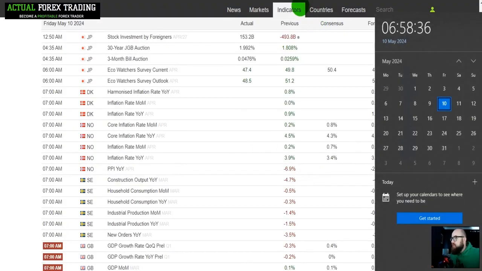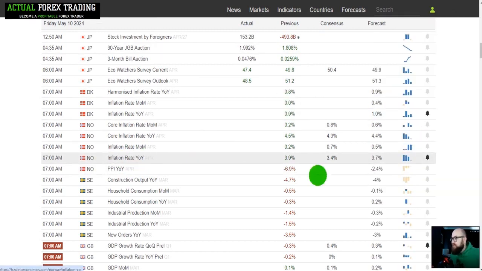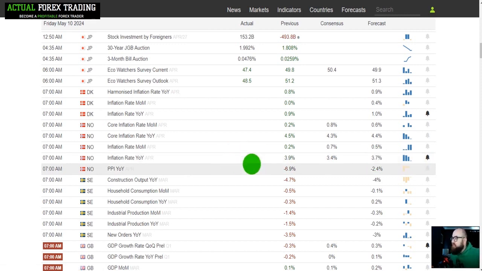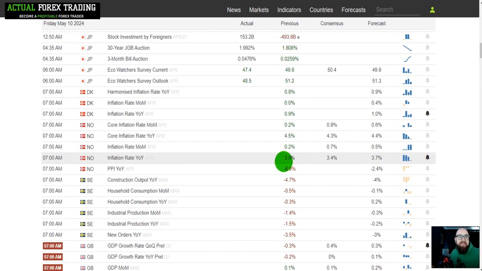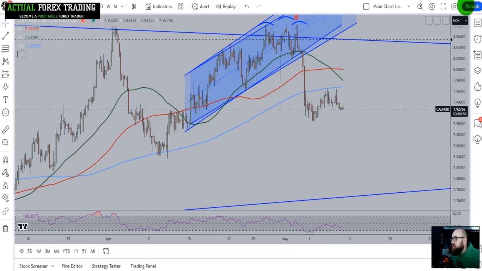I need to be ready to close these positions down if this inflation figure is not good for my trades, i.e. it's very low. So hoping really for the forecast figure of 3.7% or higher. If 4% or 3.9% is released, that would be fantastic, because that could really strengthen the Norwegian krone and bring Canadian dollar Norwegian krone, CADNOK, down. So let's wait and see what happens here.